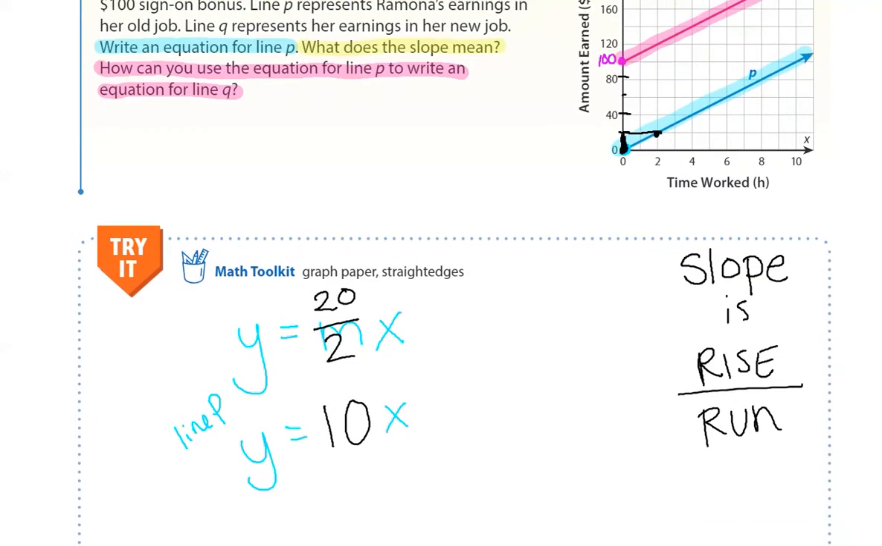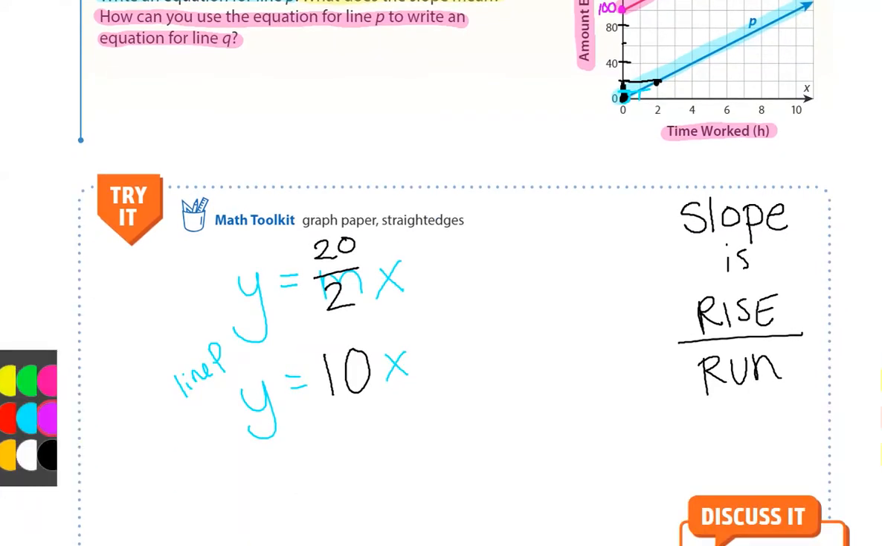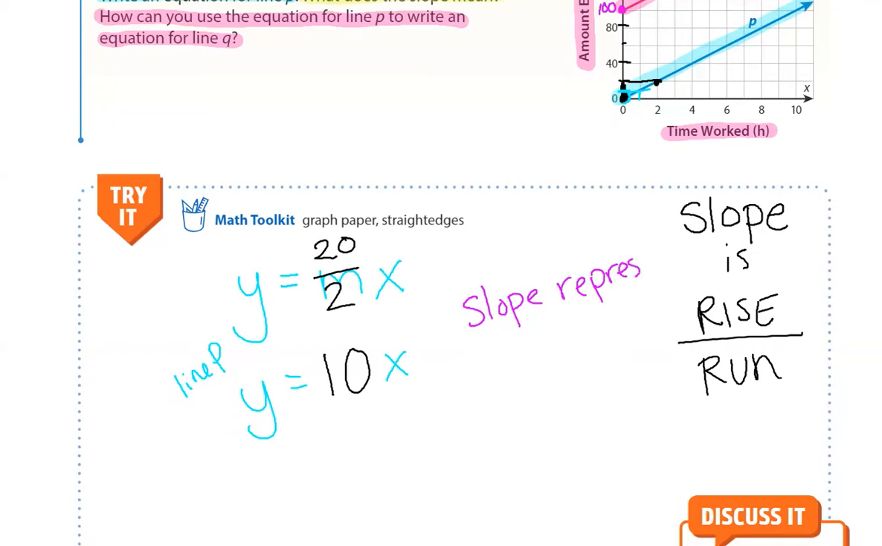Now we need to know, what does the slope represent? Well, it says that the y represents the amount she earned, and the x represents the time that she worked. So this is, what, $10 an hour? 10 per hour? Yeah, 10 an hour. The slope represents $10 per hour. That's her unit rate.